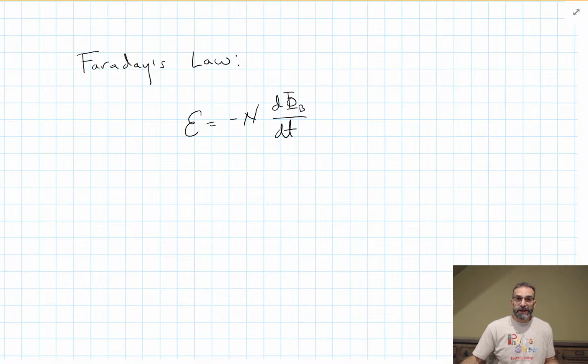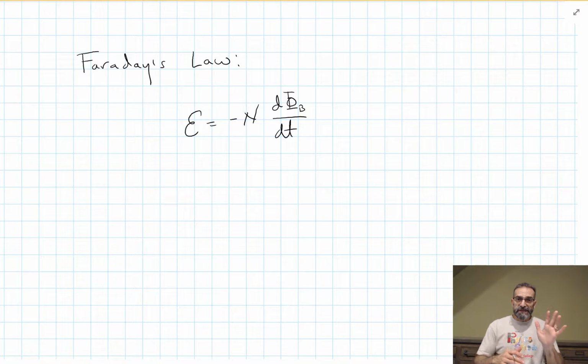Let's take a closer look at Faraday's law and induced EMF. Faraday's law tells us the induced EMF in a region of space is equal to the change in flux with respect to time, multiplied by the number of turns. This is true for any region of space, whether we have a loop of wire there or not.